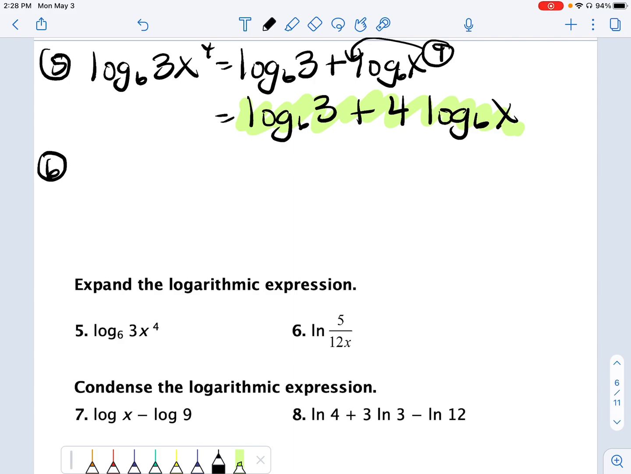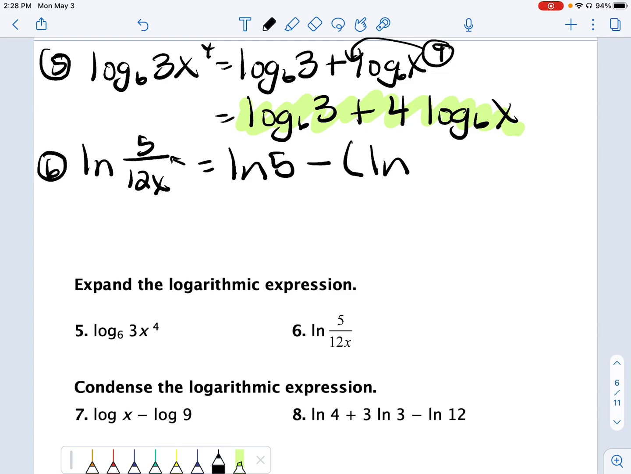Now number 6, please make sure you write this one down because this is going to be really tricky. Because there is 12x in the denominator, so 12 times x, it's really important to put parentheses around it. So this first division sign right there is subtraction. Natural log of 5 minus, you got to put parentheses around here, natural log of 12x.